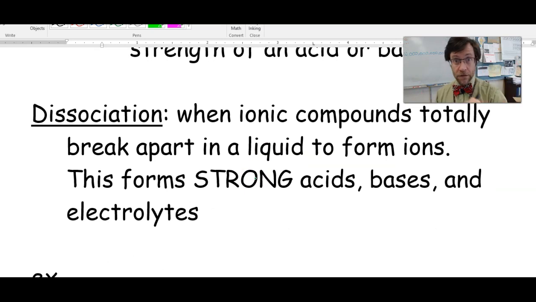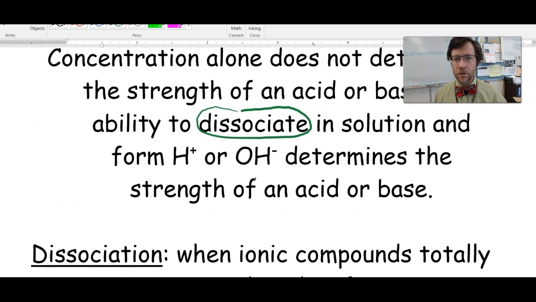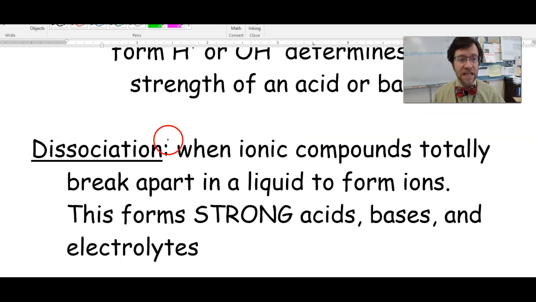So there is a word here. We have dissociate. I just used that, and I didn't explain what it is. To dissociate is when ionic compounds totally break apart and form ions. That's the definition. It's when they completely break apart, and I don't have it in here, but it should be, and they stay apart. So dissociation is when ionic compounds totally break apart in a liquid to form ions and stay apart. You got it? That's how we get the strong and the weak.